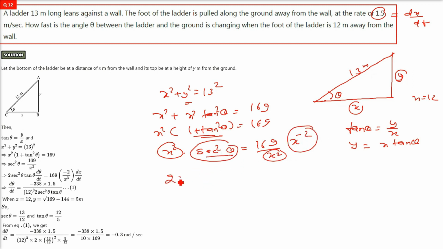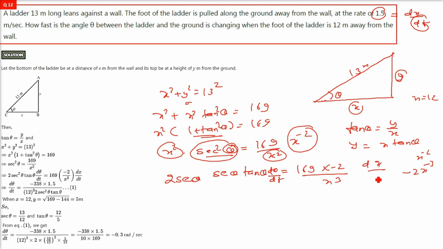So here I'm differentiating sec square theta. It will be 2 sec theta, then the derivative of sec theta, which is sec theta tan theta. On the right we have 169, x to the power minus 2 will be minus 2, x to the power minus 2 minus 1, that is minus 3. This is minus 2 x to the minus 3, I'm taking it in the denominator. We are differentiating with respect to t, not with theta, not with x. So you have to introduce d theta by dt here, and here also we are doing it with respect to t, remember. It will be dx by dt. d theta by dt we are interested in finding out.